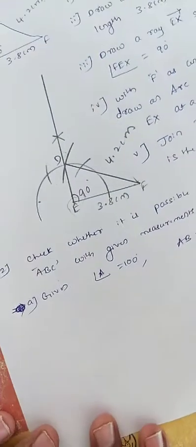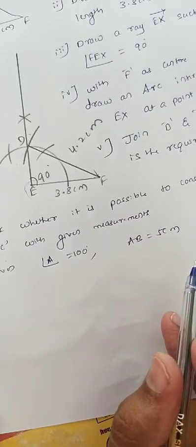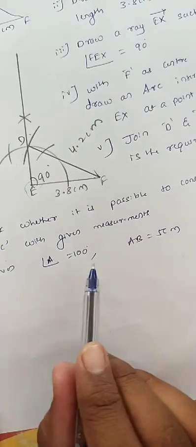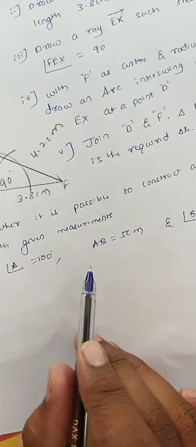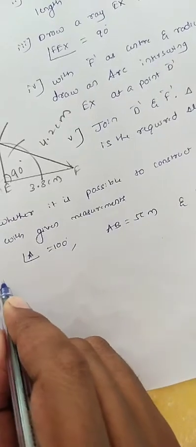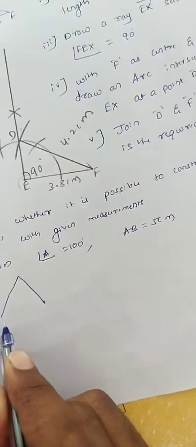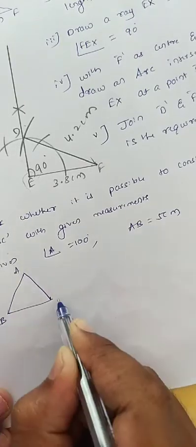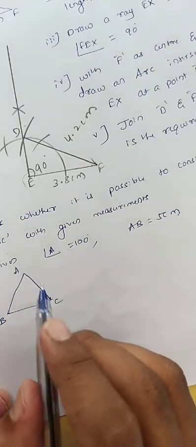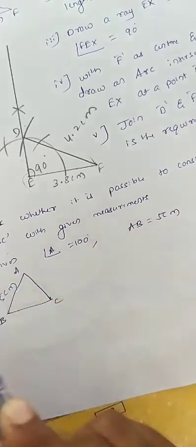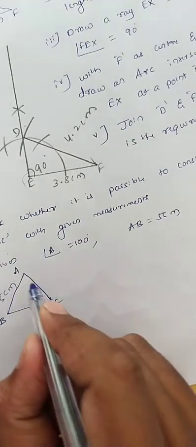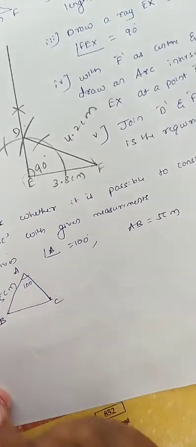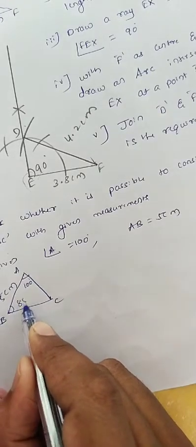See here, one question we will solve. Check whether it is possible to construct a triangle with the given measurements. Angle A is given as 100 degrees, AB is equal to 5 centimeters, and angle B is equal to 85 degrees. I will draw a rough figure: A, B, C.